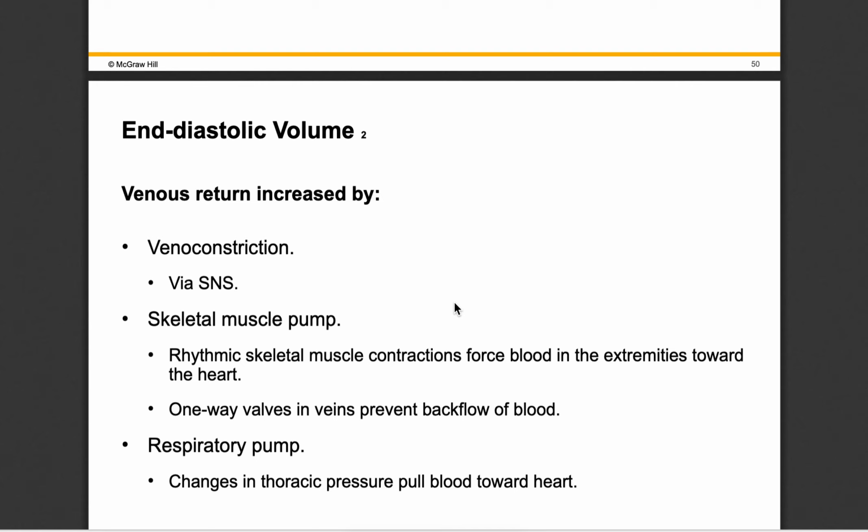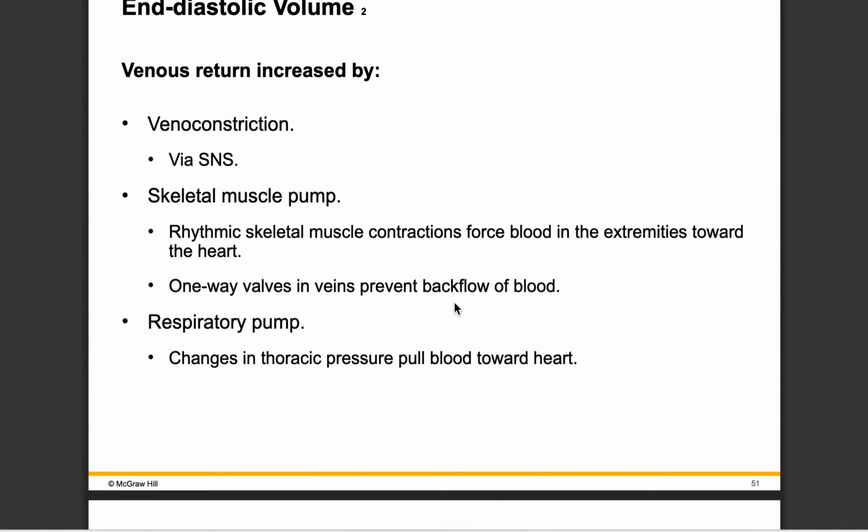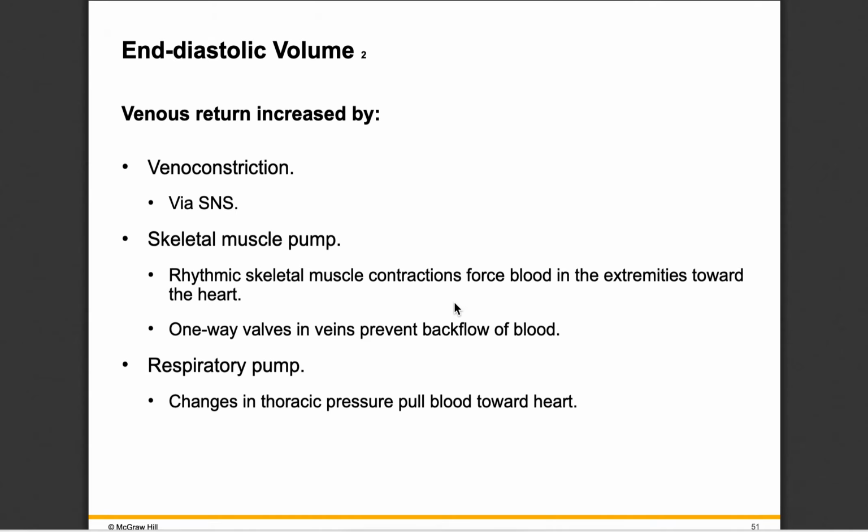And so this venous return, blood returning to the heart, is affected in several ways. We have what's called venoconstriction, where we make our vessels smaller via the sympathetic nervous system. So nerves tell our vessels to go smaller, and this is going to force the blood to move quicker through those and return to the heart sooner.